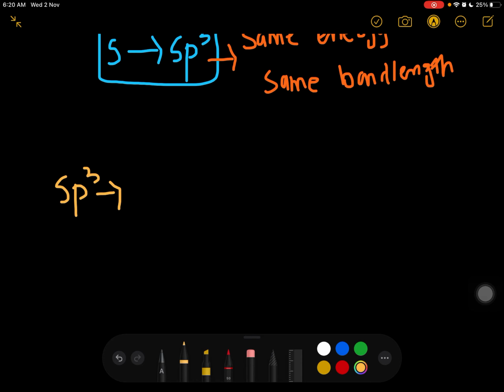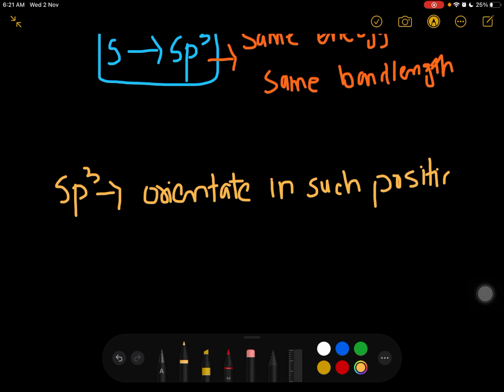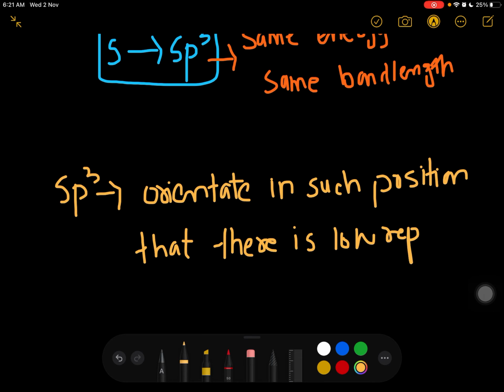arrange themselves, or they will orientate in such a position that there is low repulsion. Obviously they are sp3, so they have the same energy, but they contain electrons, so there will be repulsion. So they will arrange themselves in a way that there will be low repulsion. Why? In order to increase stability.